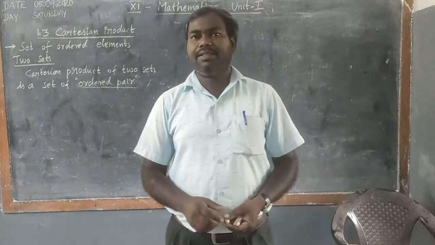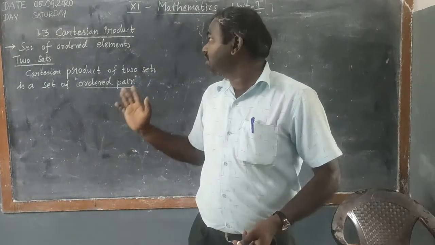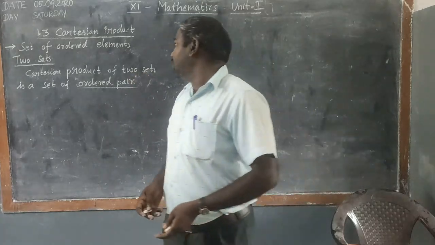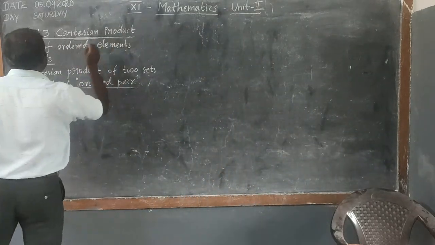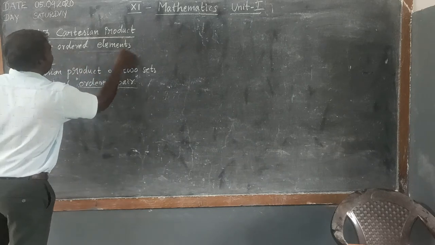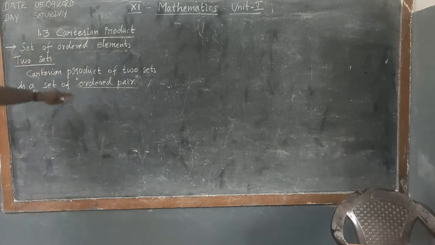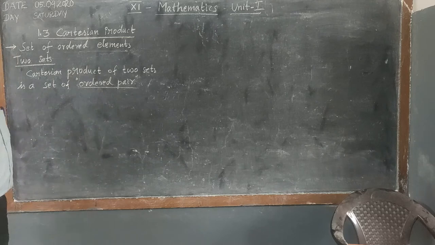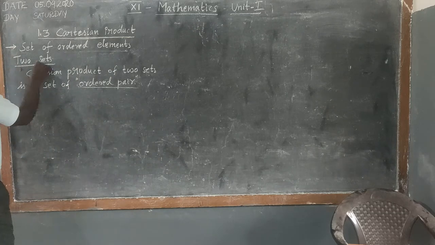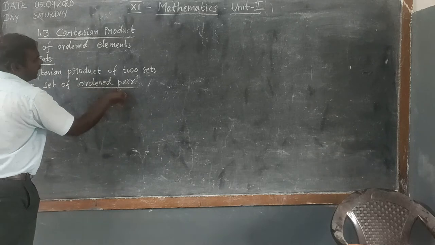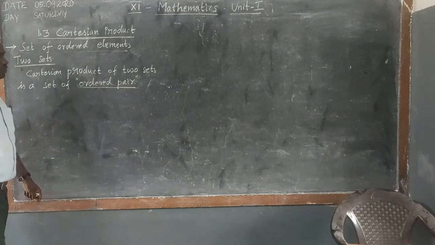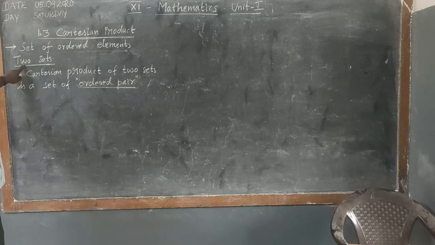C one book, okay. Heading number 1.3, Cartesian product. Cartesian product is nothing but a set of ordered elements. First of all, consider two sets. The Cartesian product of two sets is a set of ordered pairs. Ordered pairs, from the pair which we have, pair meaning jodi.